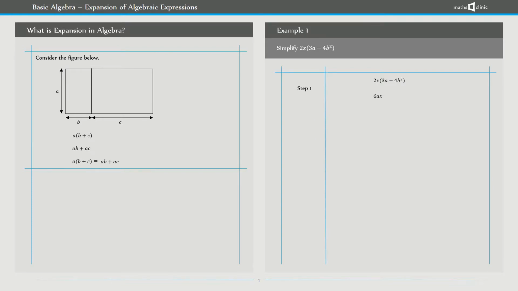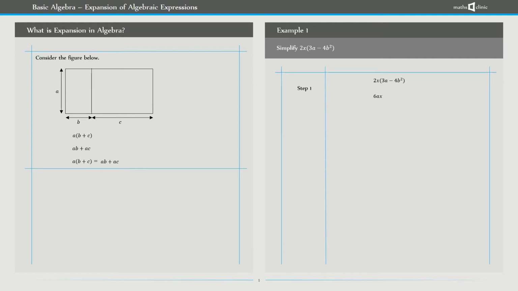The first thing you do is you multiply 2 and 3, you get your whole number 6, and then you multiply your variables x and a, you get 6ax. Now what about minus 4b squared? Remember, always work with your signs. Don't do away with your signs. Some students do that for some reason, but remember your signs.